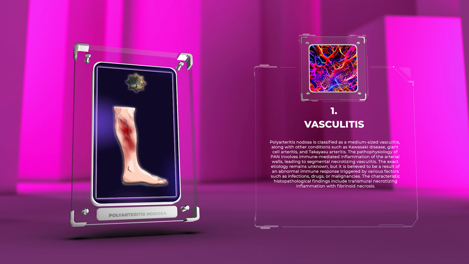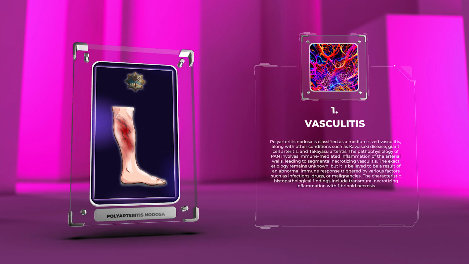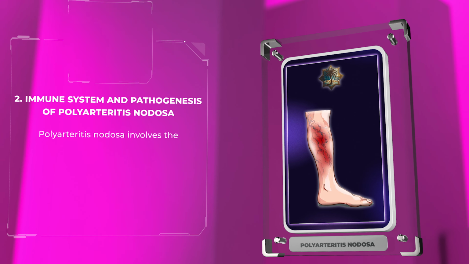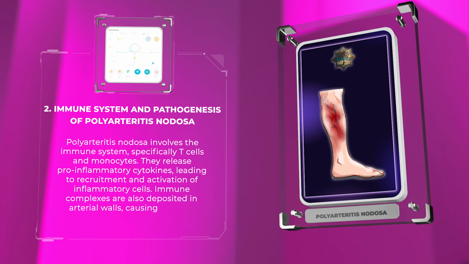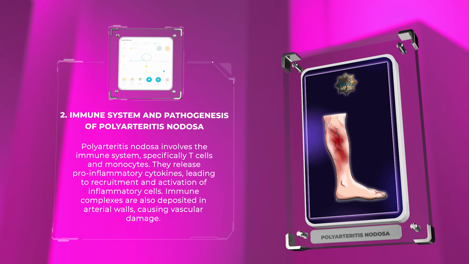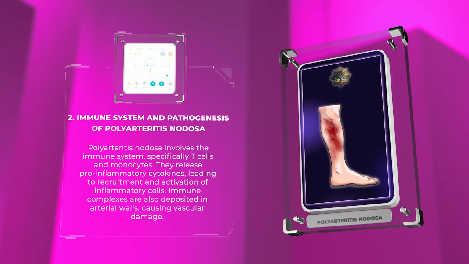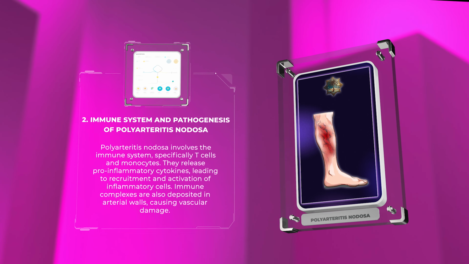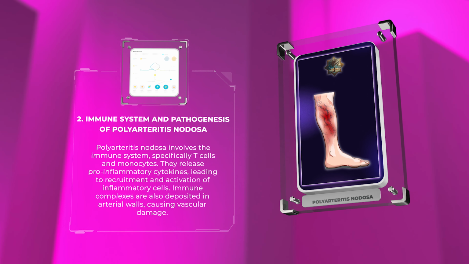The characteristic histopathological findings include transmural necrotizing inflammation with fibrinoid necrosis. Polyarteritis nodosa involves the immune system, specifically T cells and monocytes. They release pro-inflammatory cytokines, leading to recruitment and activation of inflammatory cells. Immune complexes are also deposited in arterial walls, causing vascular damage.